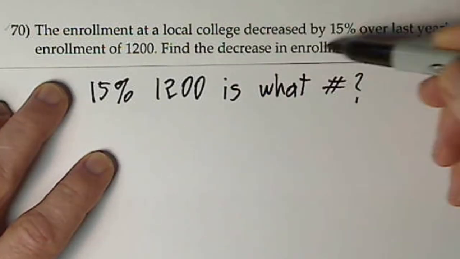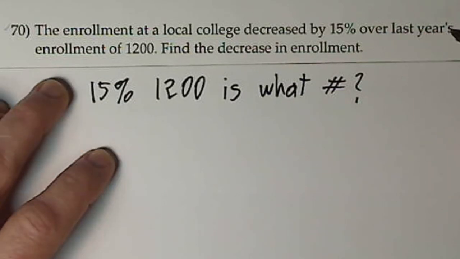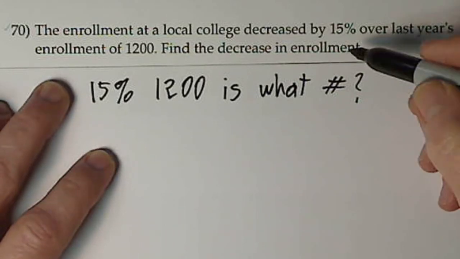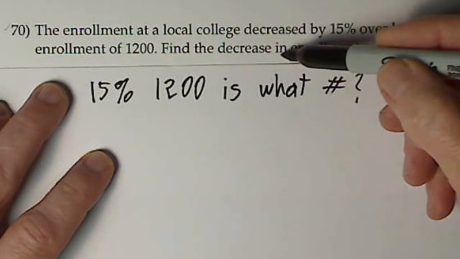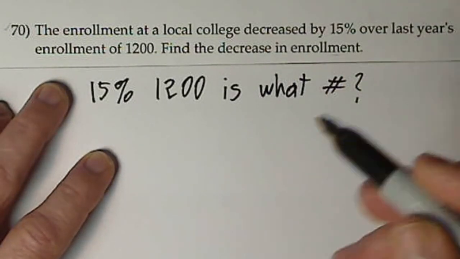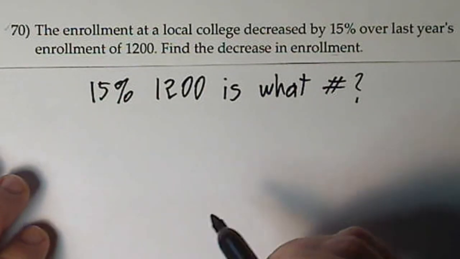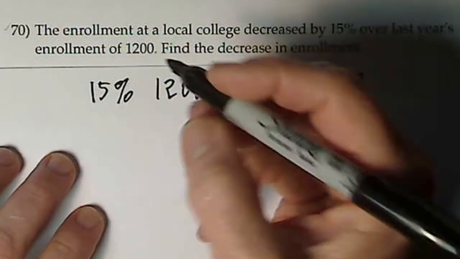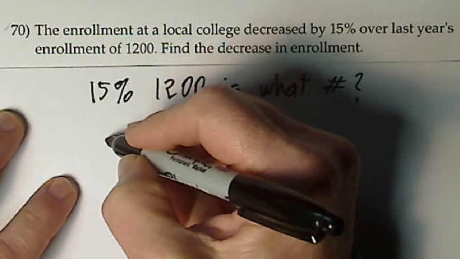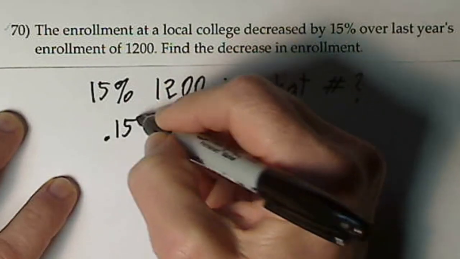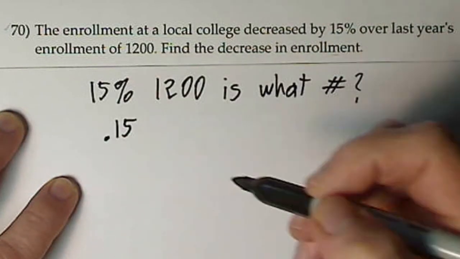All right, they say find the decrease in enrollment. They're not asking for, okay, over last year. So this year they're not saying how many students are enrolled this year. They're saying by what measure did it go down. Okay? So this direct translation will work very nicely here. 15%. It's actually easier to do this as a fraction, but I know most people would rather see a decimal, so I just changed 15% to a decimal. When you get rid of the percent sign, the decimal goes away 2 spaces.